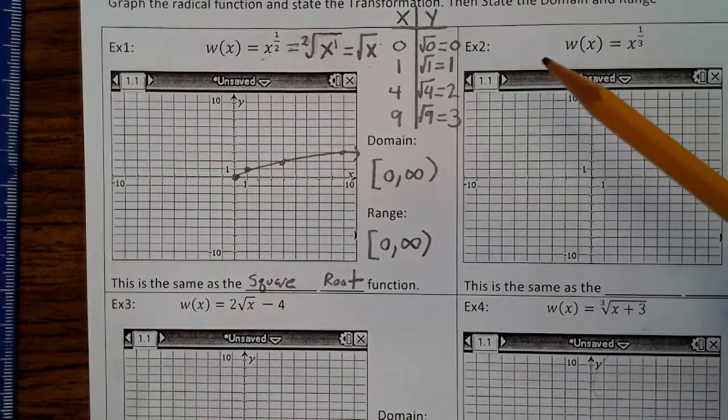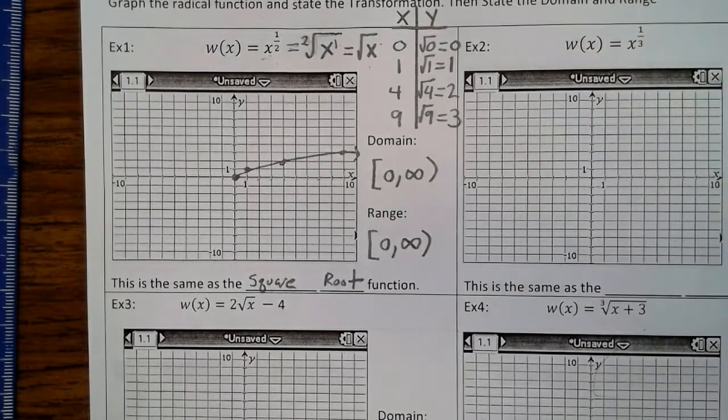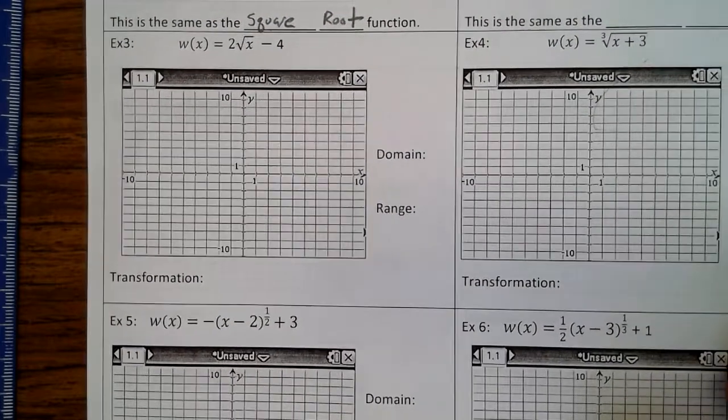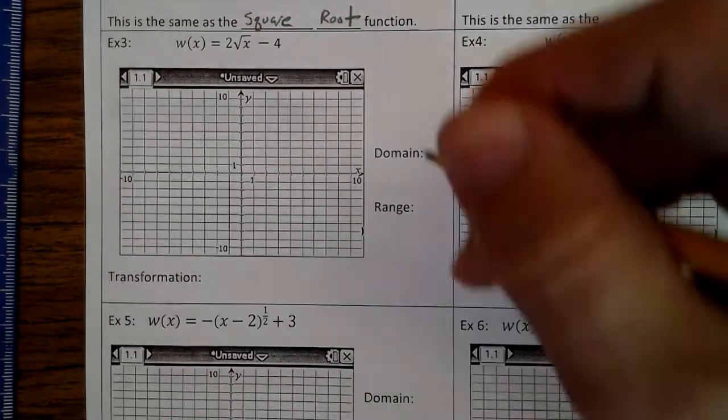Now, even though this says example 2, we're not going to do example 2 next, because I've divided these examples into square roots on the left, cube roots on the right. So we're going to move on to example 3. All right, example 3. Okay, so we're going to graph by direction.